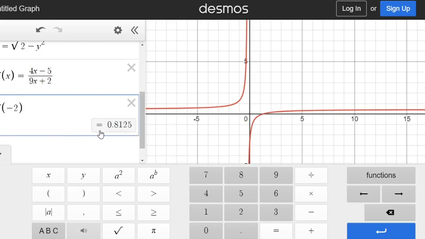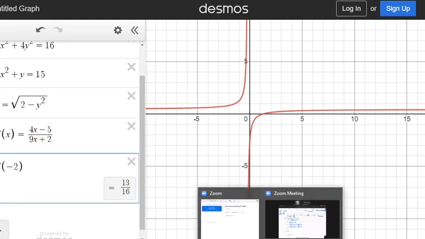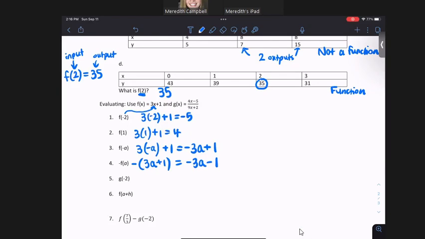And WebAssign will probably want an exact answer when it has you give evaluations of certain things. So there's a little fraction button right beside, so you can click on that and it'll show you what that is as a fraction. You also get that when you evaluate, so 13 out of 16 is what you would get if you were to plug it in. So 4 times -2 minus 5 over 9 times -2 plus 2.